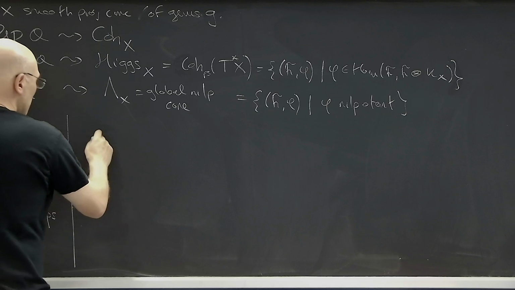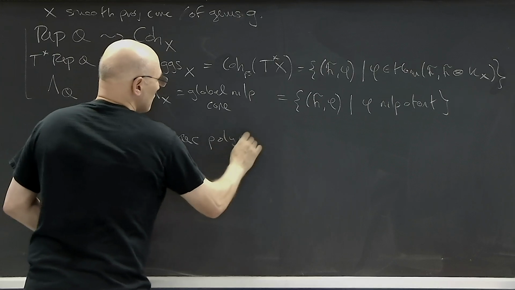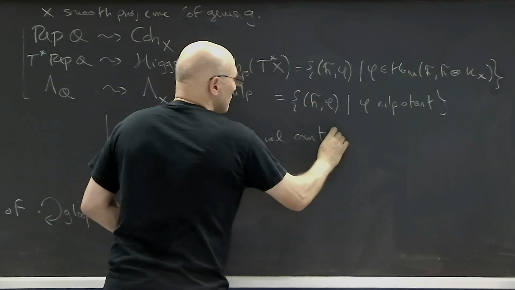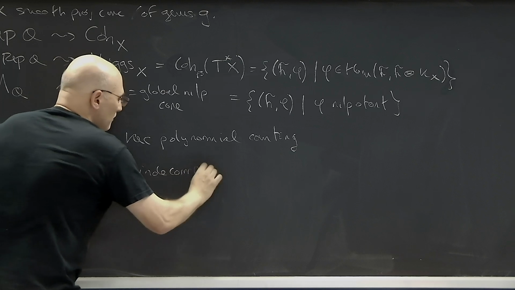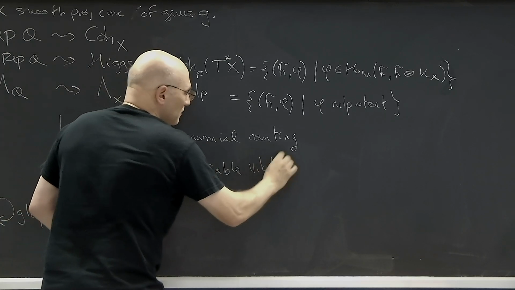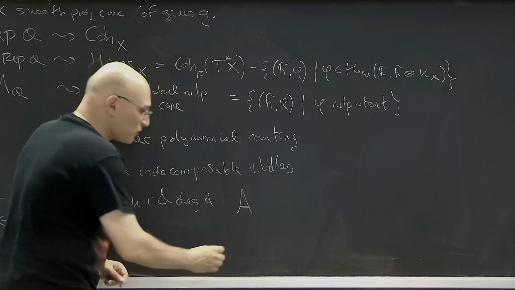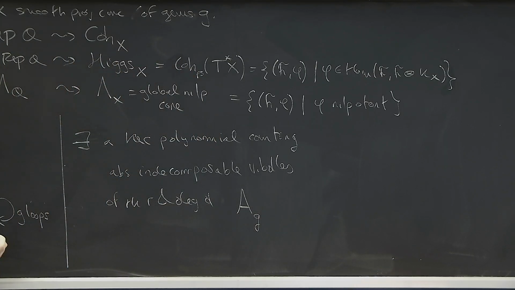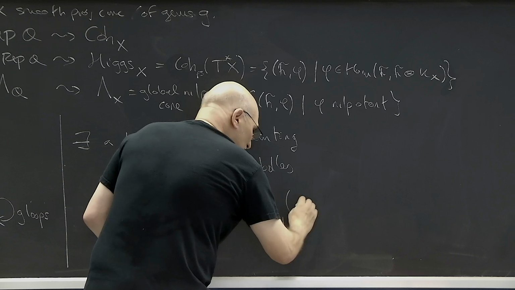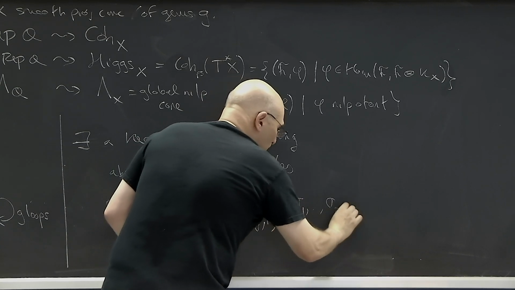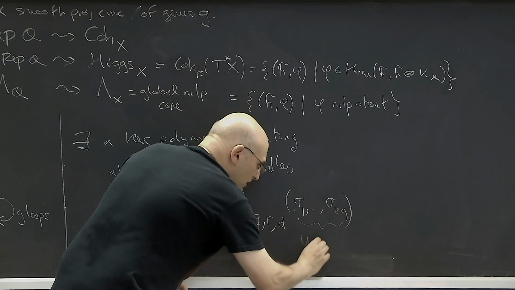So maybe still in level 0, let me just say that there exists a Kac polynomial counting absolutely indecomposable vector bundles of rank R and degree D. And let me just denote it by A_g because it can be shown to only depend on the genus. And R, and in fact it just depends on R, but let me just say A_{g,R,D}. And this is the evaluation of that polynomial on the Weil numbers of the curve.